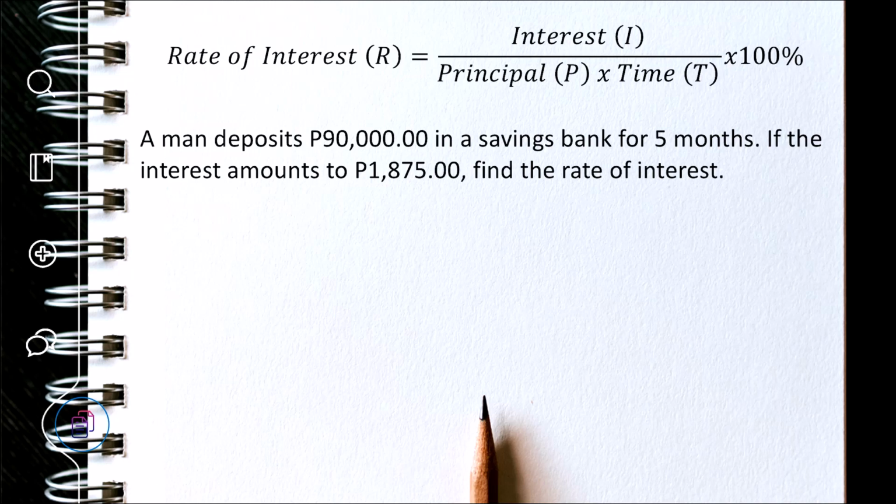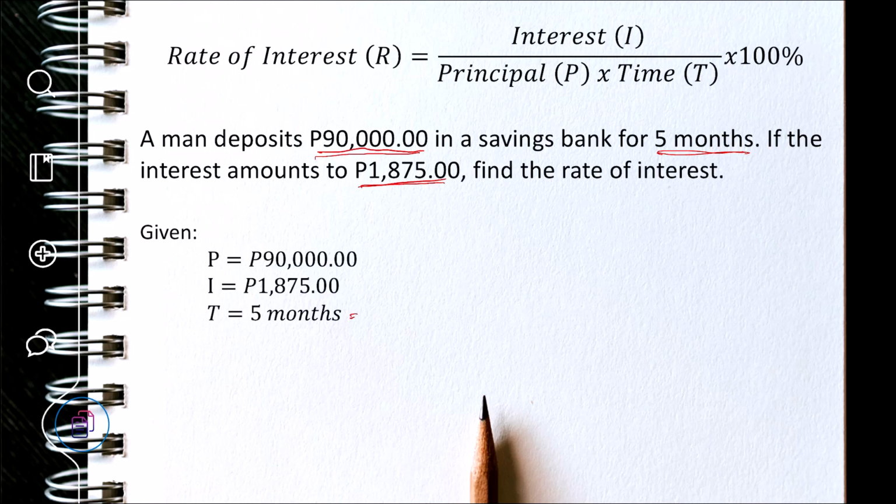Now, a man deposits 90,000 pesos in the savings bank for 5 months. If the interest amounts to 1,875, find the rate of interest. Ayan po, this is the deposit na amount. So this is the principal, this is the time, and yung interest amounting to is 1,875. Pwede na din natin i-convert kaagad. That is 5 over 12 year.